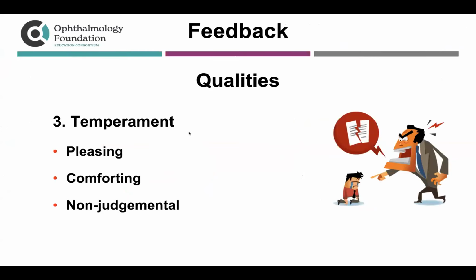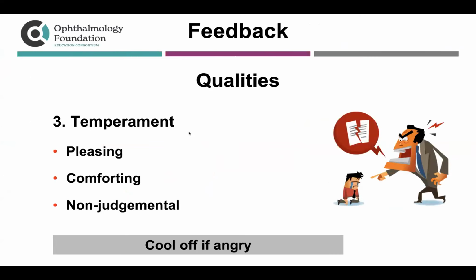The third important aspect that one has to keep in mind is the temperament. Whenever we are giving feedback, our temperament should be pleasing, it should be comforting to the receiver, and we should not use any words or language which sounds judgmental. If we are angry, it is important that we should cool down first before inviting receiver for the feedback. And this is very important because it is crucial that the receiver is open to suggestion and does not feel insulted or humiliated.